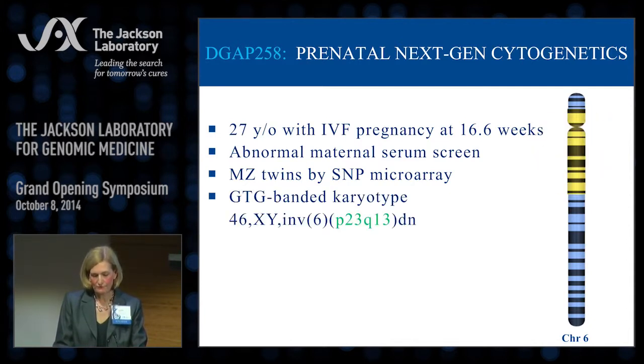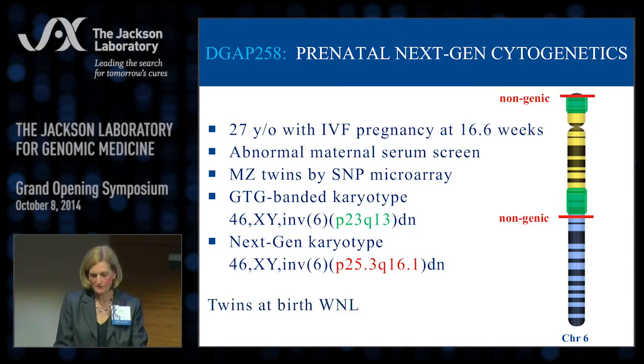There was an inversion in chromosome 6, and again, a revision of the breakpoints, and I think the best diagnosis that you can get from us at this point is that both breakpoints were in non-genic regions. The twins were normal at birth.